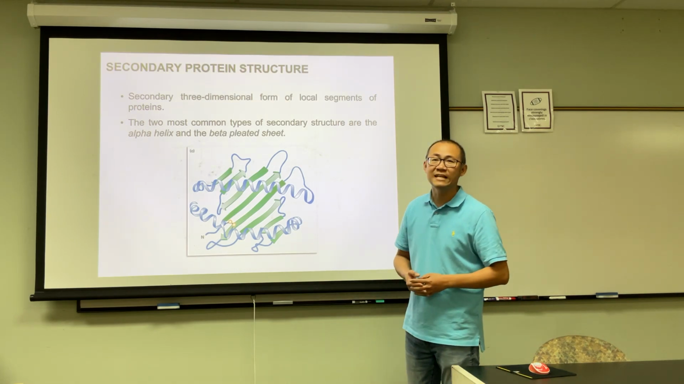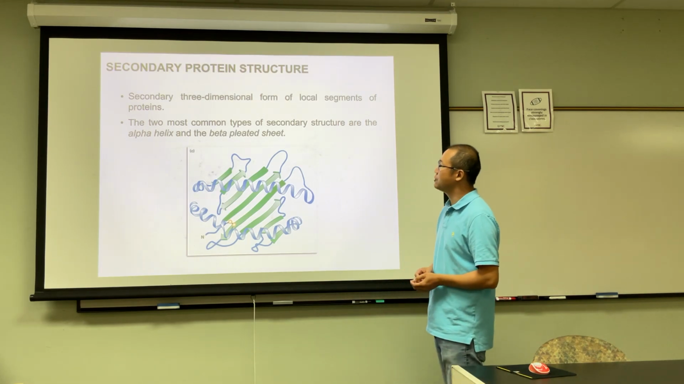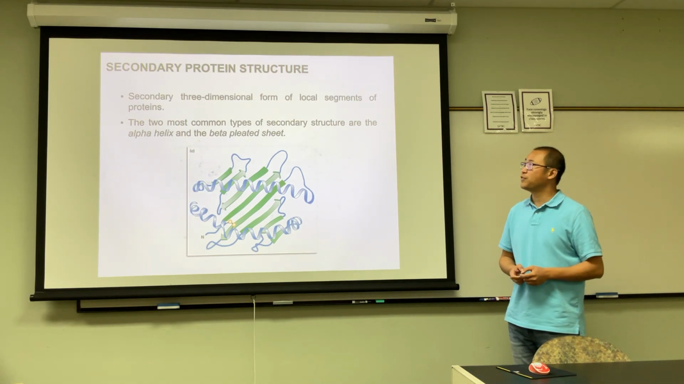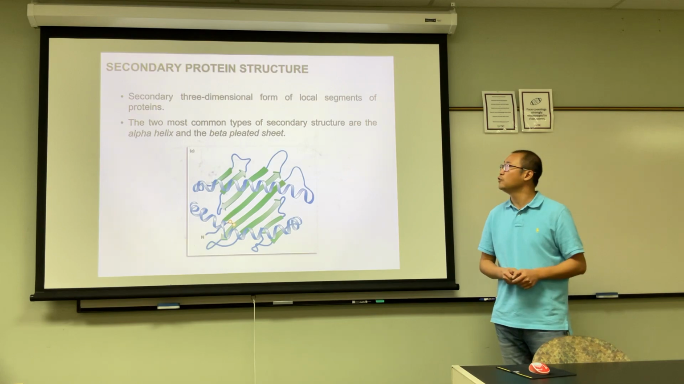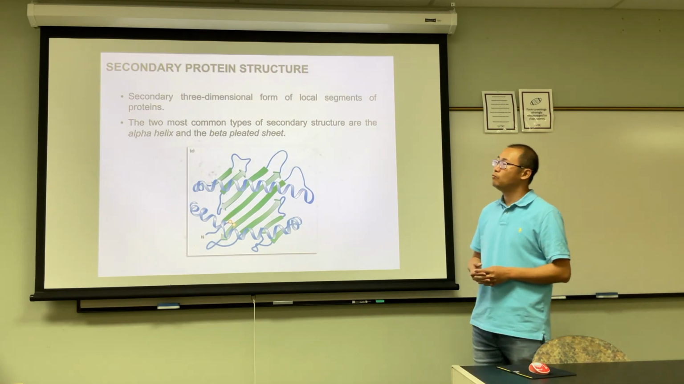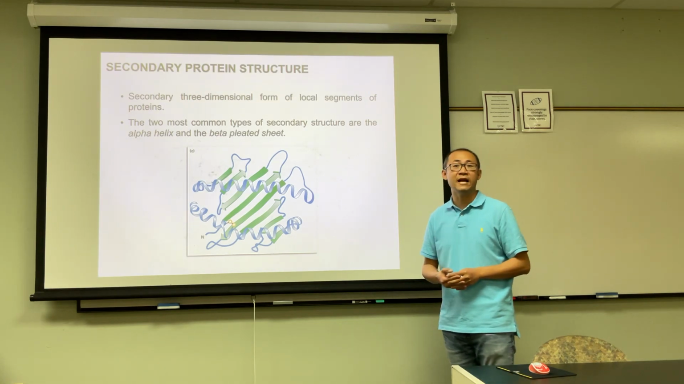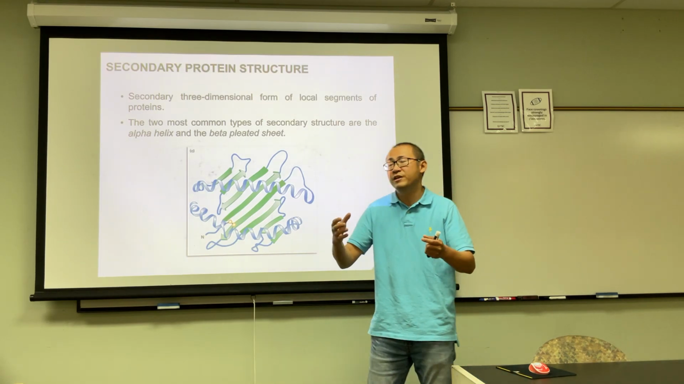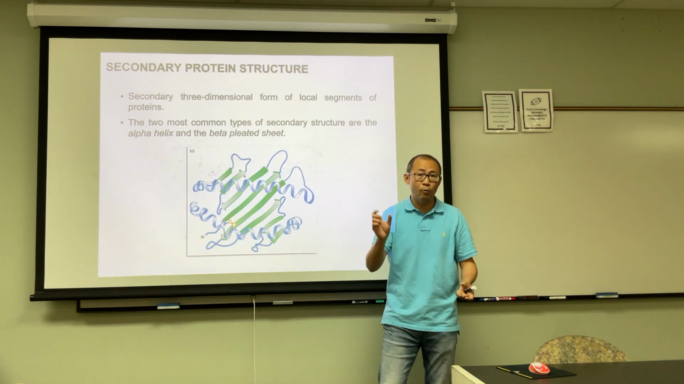What is secondary structure? Secondary structure is the three-dimensional form of local segments. Okay, local segments. You guys can understand what is three-dimensional, a 3D format. But what is local? Take a look.